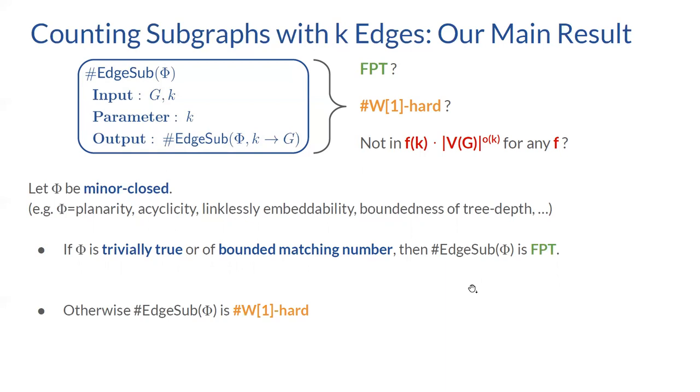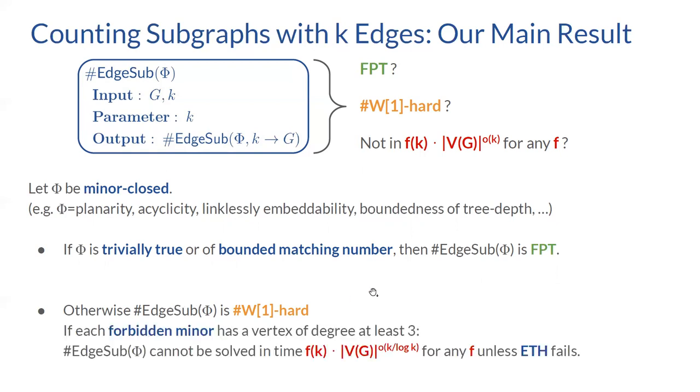The important thing is that we proved that for all other minor closed properties, we get sharp W[1] hardness. And additionally, if each forbidden minor of the property has a vertex of degree at least 3, then we cannot solve this problem in time f of k times the number of vertices of G to the small o of k over log of k for any function f unless the exponential time hypothesis fails.